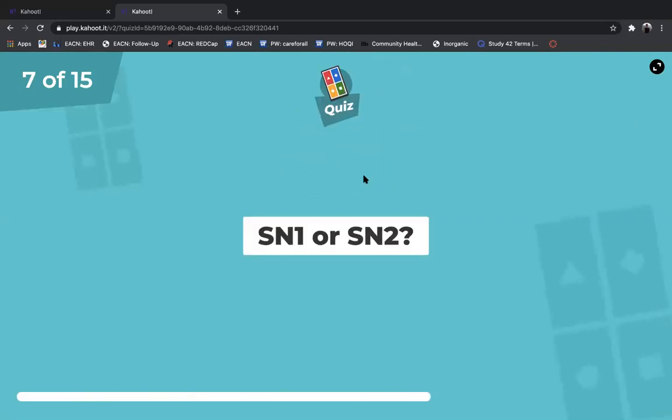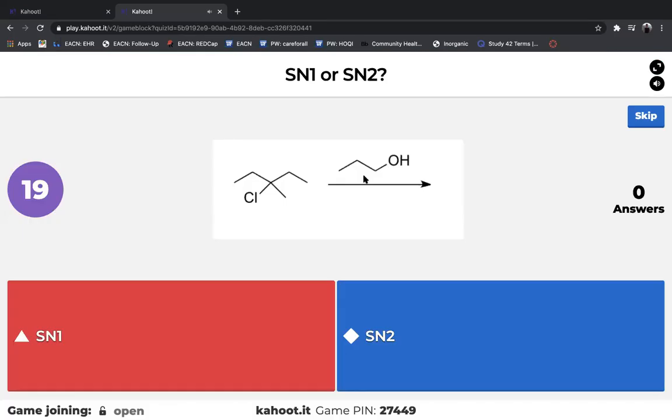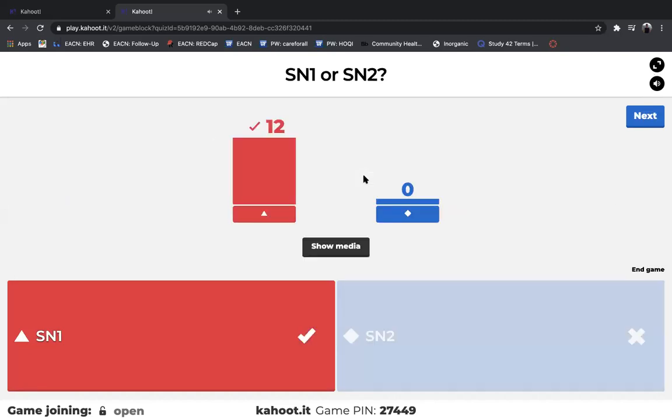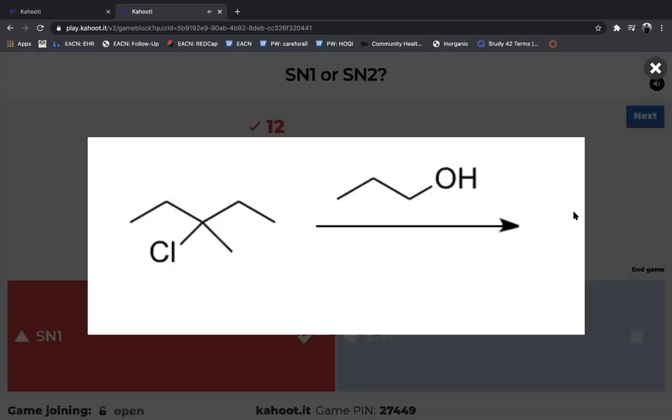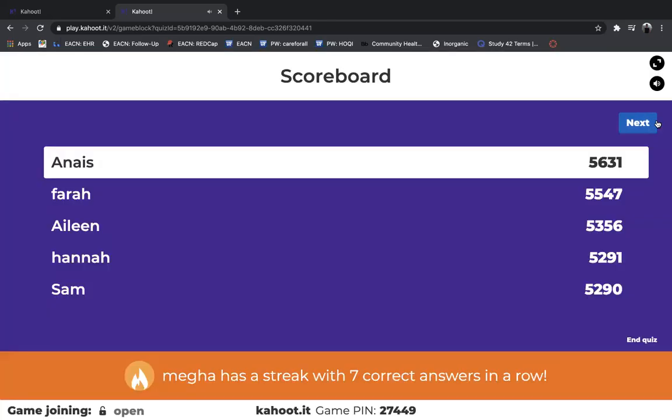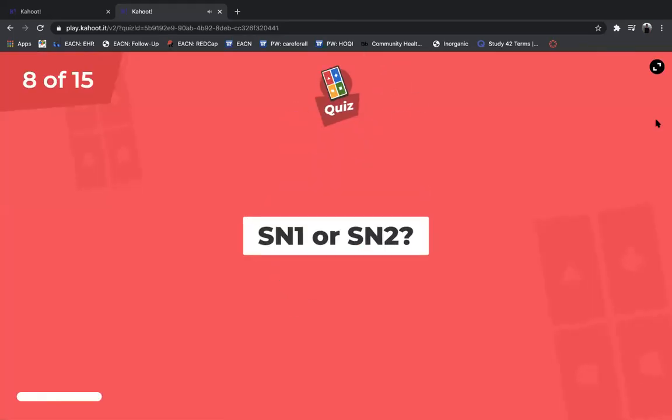The goal is to get 100% accuracy at some point. Users are getting faster to respond too, so I can tell. Awesome. Okay, again, tertiary, weak nucleophile, polar protic solvent. Okay, a couple more.